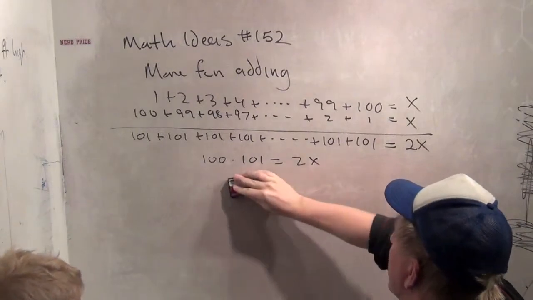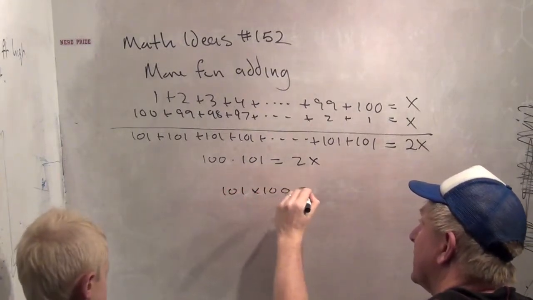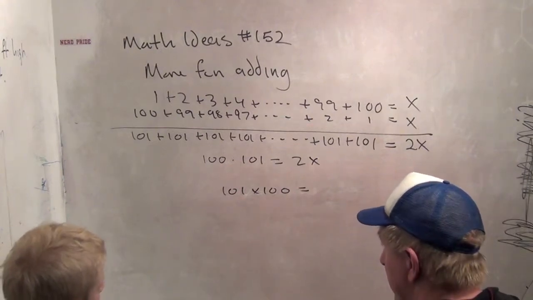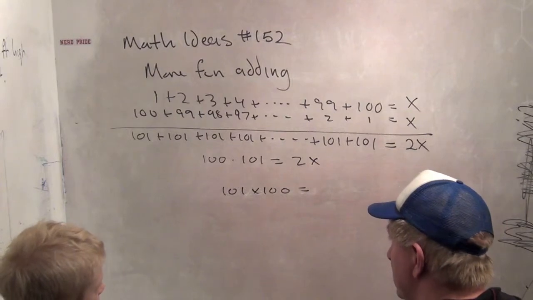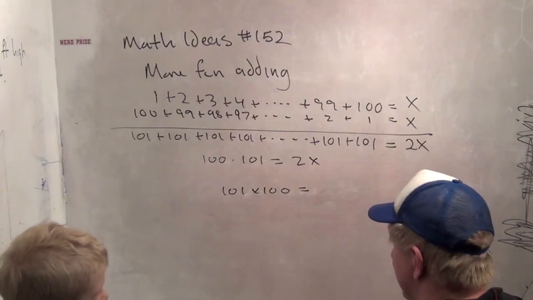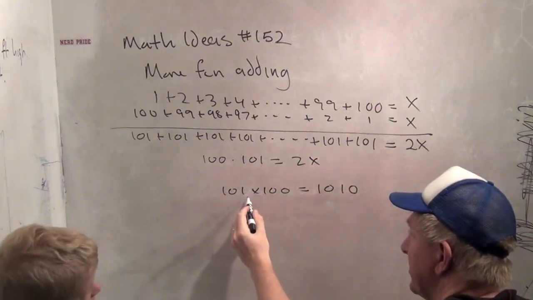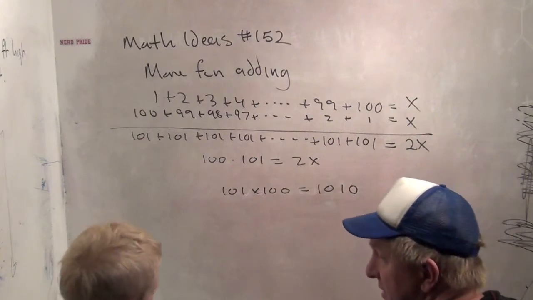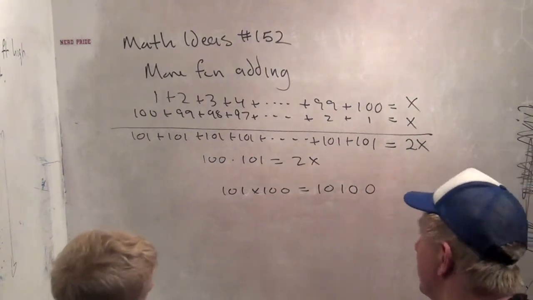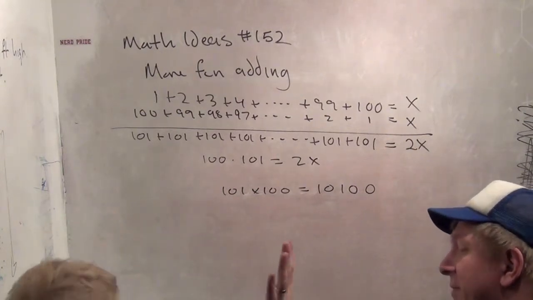So now we have this problem. 101 times 100. That's 1,010? Well, how many zeros did I add on to 101 there? One. How many do I need to add? 2. Yeah. What's that number, do you know? That's 10,100. Hey, high five, good job.